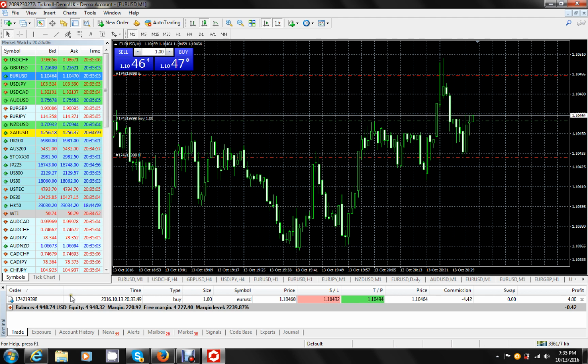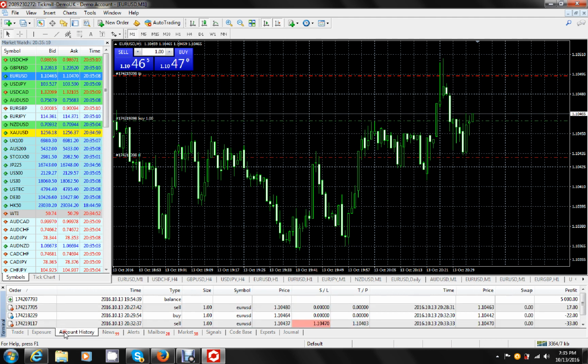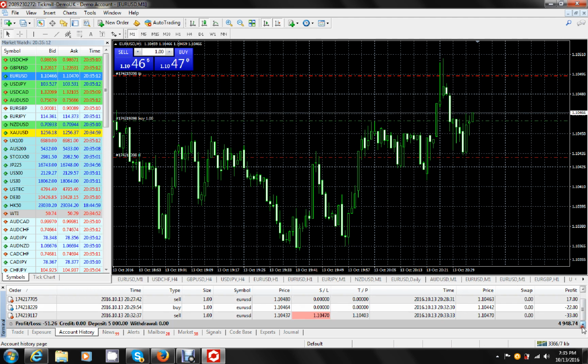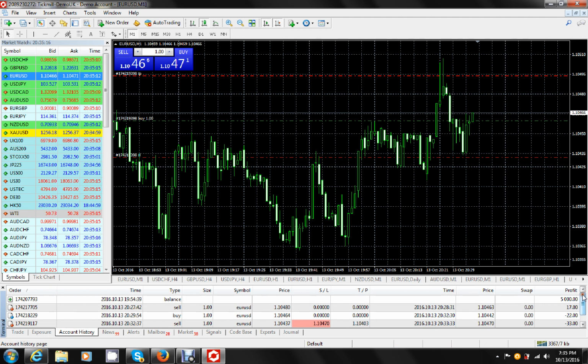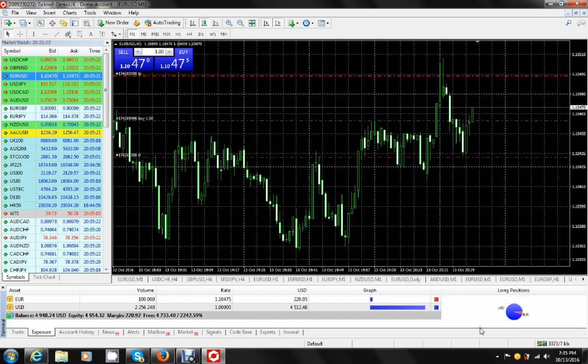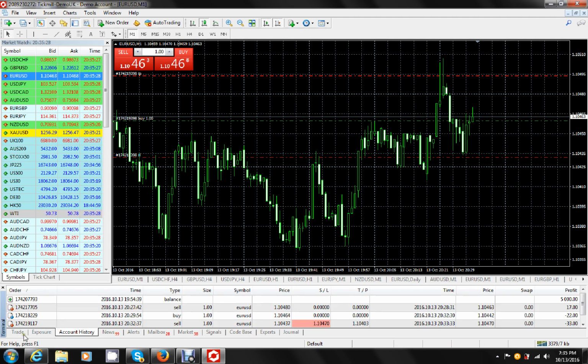So you can check your account. Here you see trade. This is where you trade. There's account history. It shows you all the trades that you've put in. Can you see negative 33, negative 22, negative 17, and your deposit, which was 5,000. And then exposure also shows you how your account is going. Then we have other things that are not very important, but there is account history, there is trade.